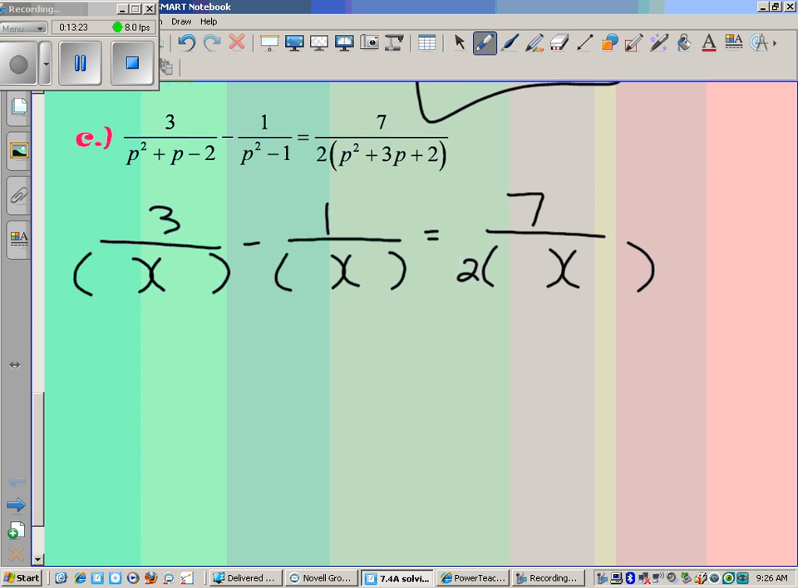Gotta know how to factor. The first factoring, there's no GCF. There's 3 terms and no number in front. What type of factoring is that first one? Basic factor. What numbers multiply to -2 that when you add them together you get +1? The middle one, GCF. Can I take out a P? No, it doesn't have a P in the 1. So how do I factor that P squared minus 1? P plus 1, P minus 1.